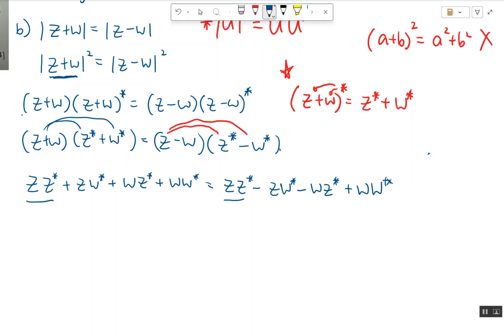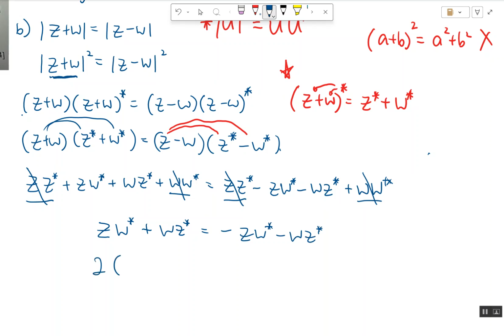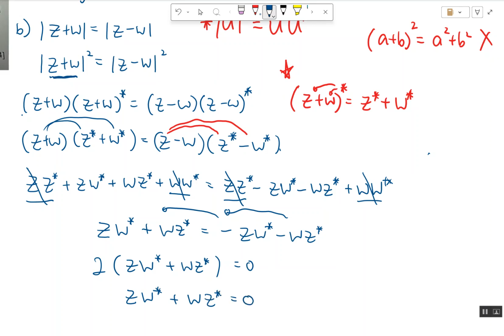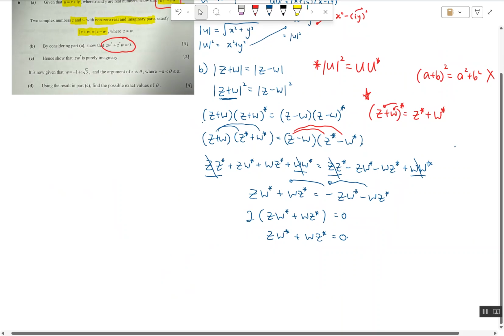Okay, I have zz star here, I have zz star here. So this guy and this guy will negate each other. I have ww star here, I have ww star here. This guy and this guy will just negate each other. So I'm just left with zw star plus wz star is equal to negative zw star minus wz star. Bring everything to the left side, I will have 2 times (zw star plus wz star) equal to 0, and hence zw star plus wz star is equal to 0, which is what the question asked me to show. Shown.